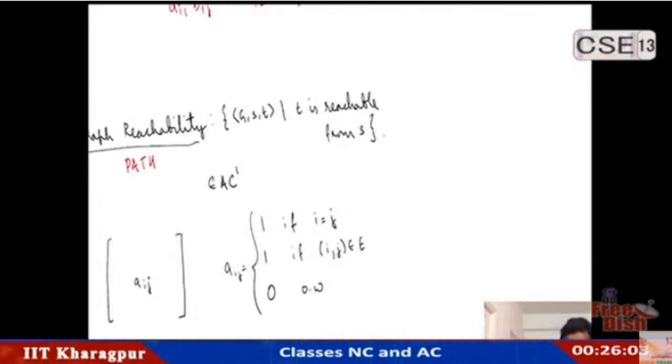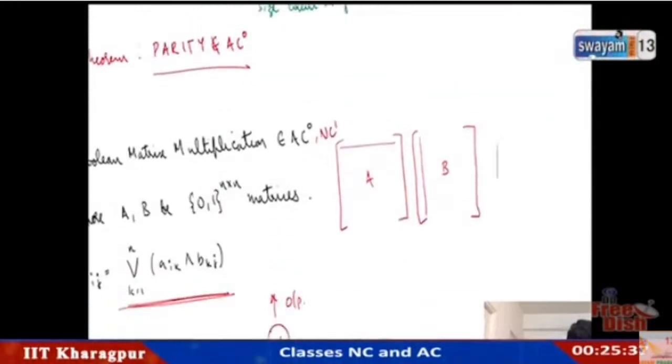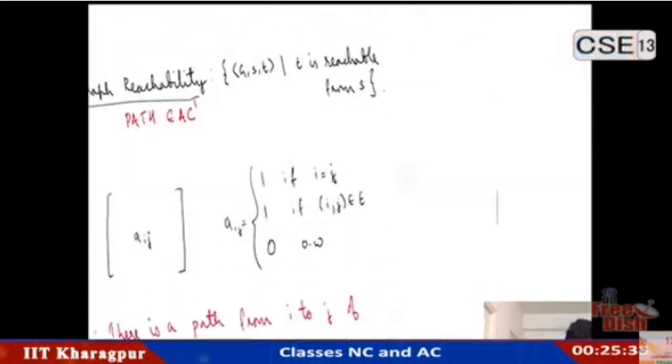So we had a directed graph G and two vertices S and T. Is there a path from S to T, or is T reachable from S? This was the language. We will see that this is in AC1. Let's see how. The key point is that we can use what we just saw, the Boolean matrix multiplication.